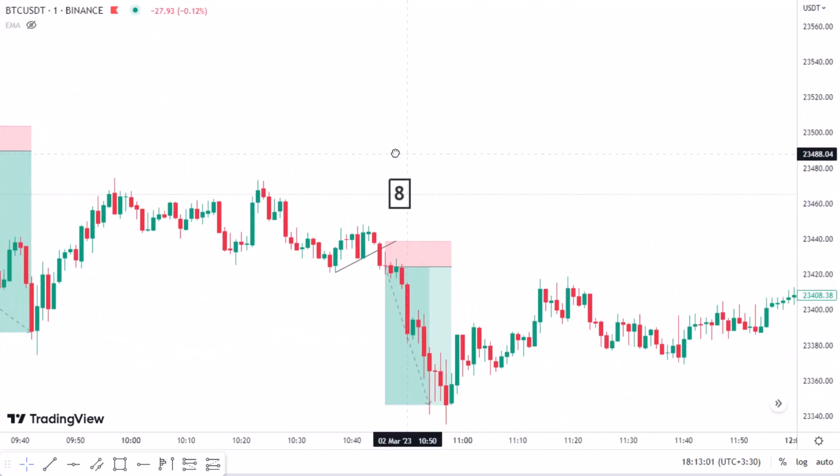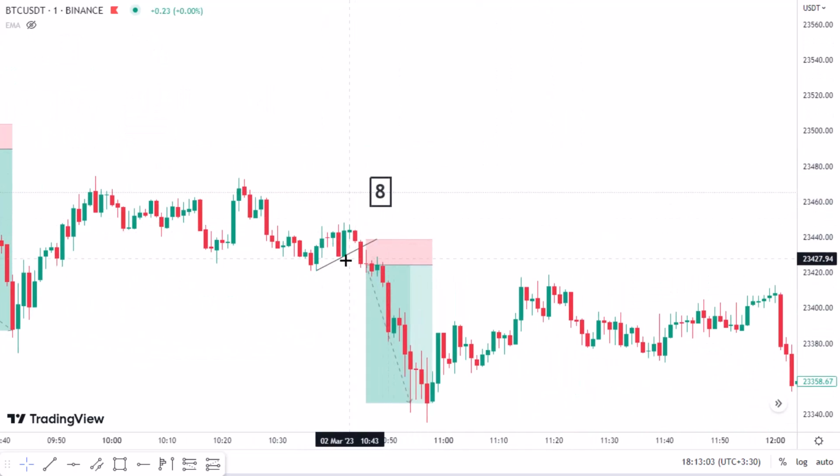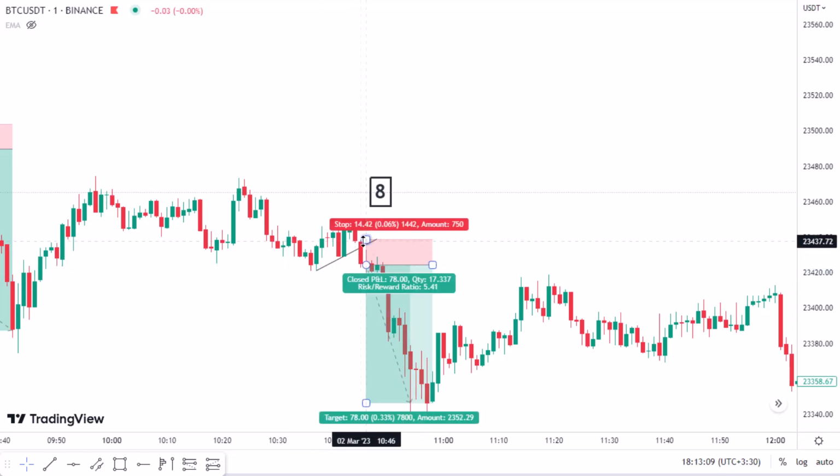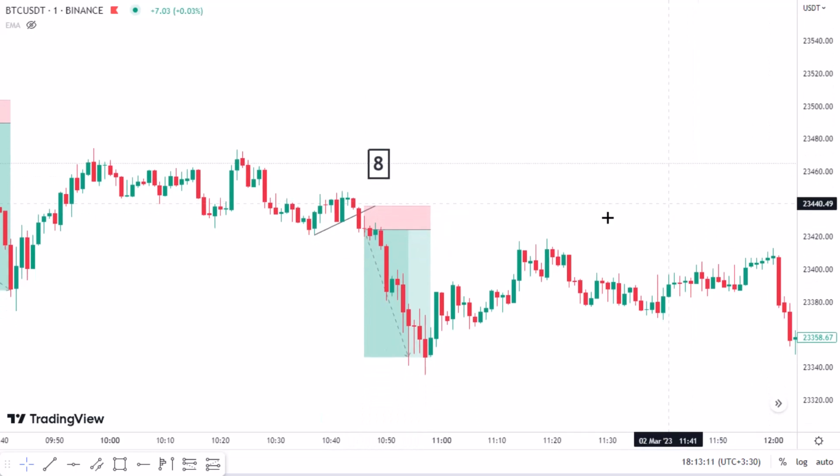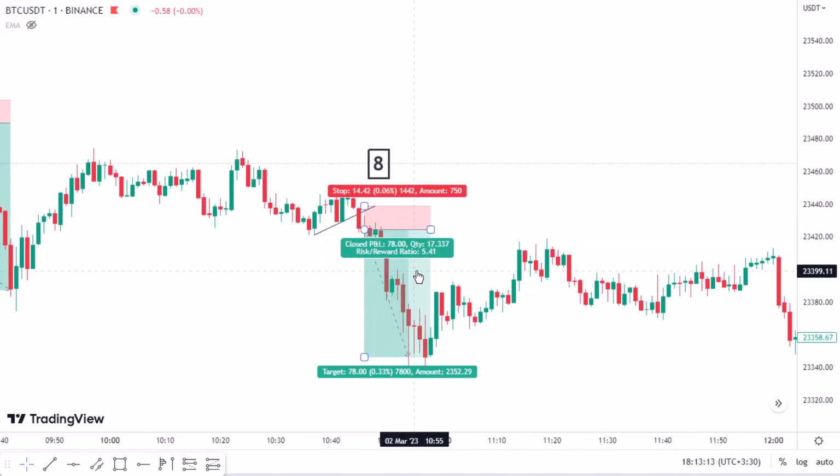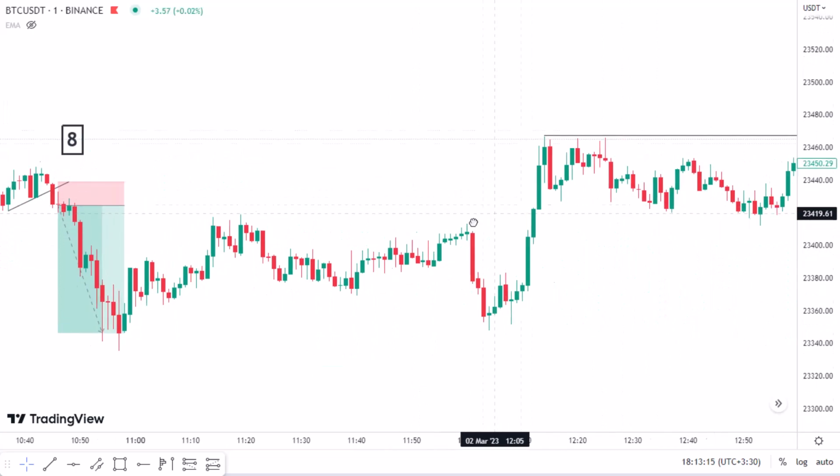On the next position we have a trend line here actually with 2 touches. On the third time it breaks it with this red candle, we enter the sell position on body close, put our stop loss above the candle, and it gives us a reward of 5.4.